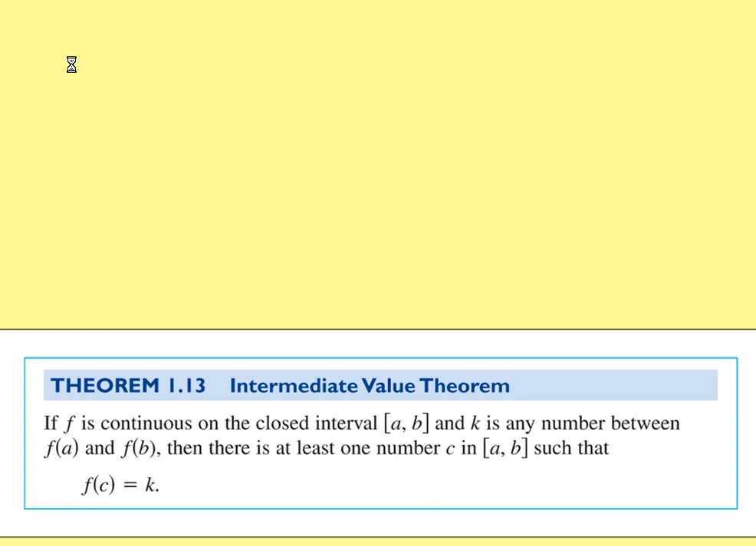I'm going to read it to you. If f is continuous on the closed interval from a to b, and k is any number between f of a and f of b, then there is at least one number c in the interval a to b such that f of c equals k. Easy stuff, right? Everybody understand? Well, I don't expect you to understand.